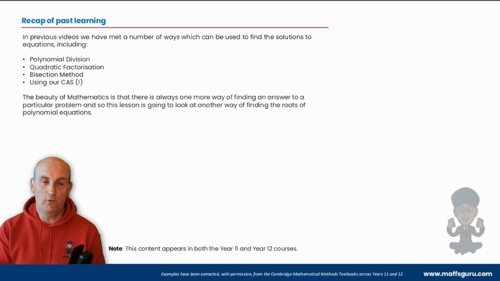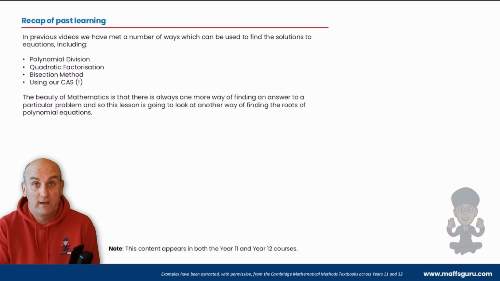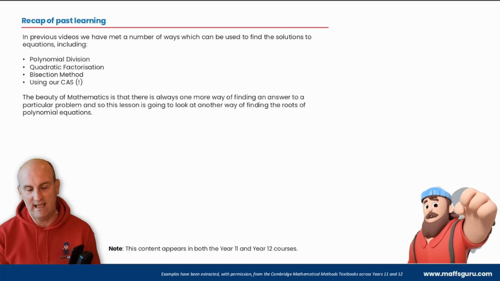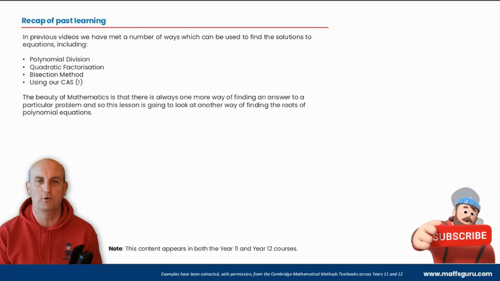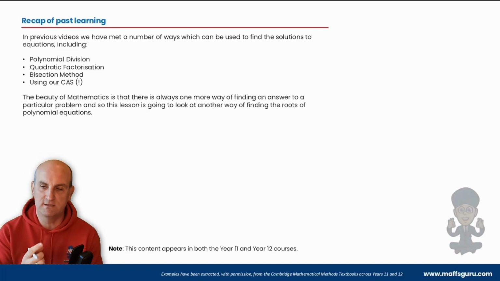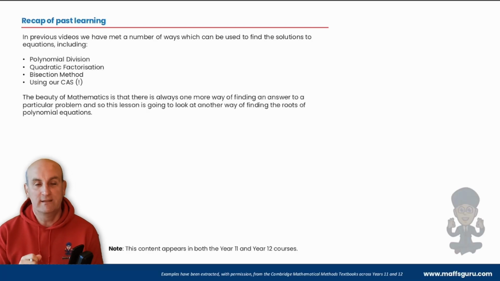Now, as I say, we've already come across ways of finding solutions to equations, yes? What is the solution to an equation? Where it crosses the x-axis. And we've seen polynomial division, quadratic factorization, the bisection method, which was awesome, and the more obvious using our CAS. Isn't it weird that we have a CAS course where we could just put it into a solve function, and yet we're still finding all these algebraic ways of doing it? I'm sure there must be a reason. Anyway, there's always going to be one more way, and this way I think is pretty awesome.